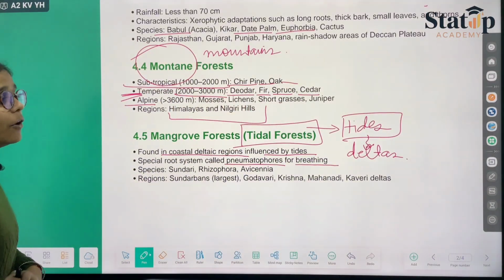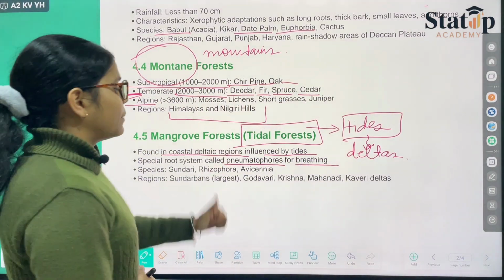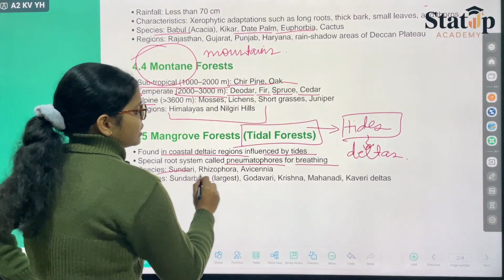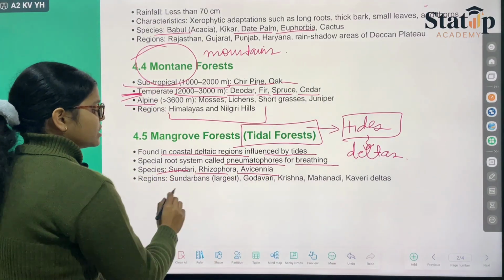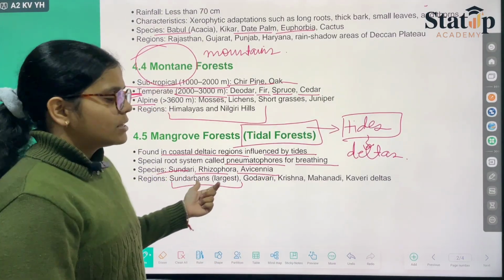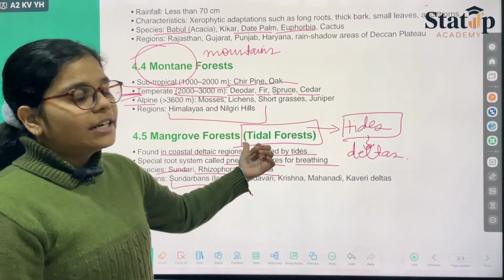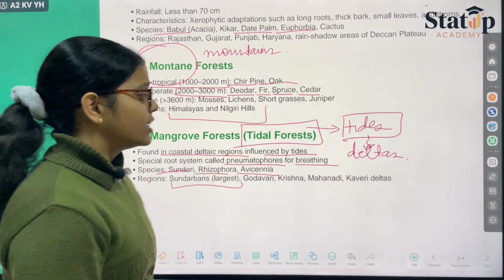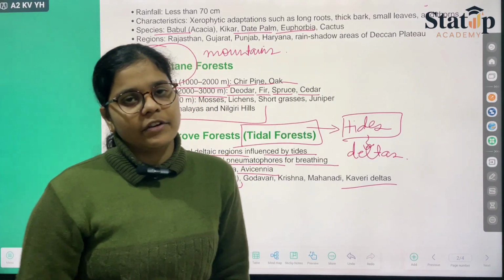Then we have what type of species we have. It is Sundari, Rhizophora, and Avicennia. The regions are again nothing but the Sundarbans delta. The major portion of the tidal forests are found in the Sundarban deltas, or you can also use the Kaveri deltas.